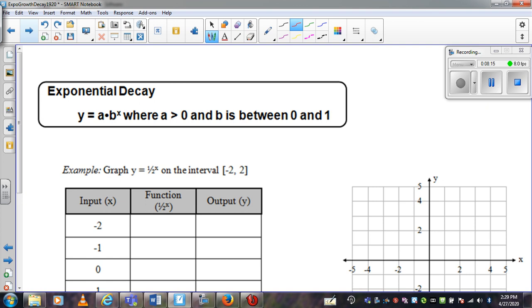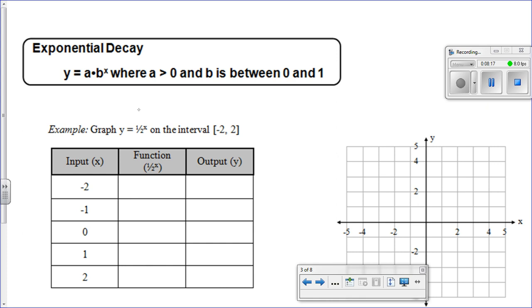Okay, with this question, it's just the reverse, and this is decay. So this one would be exponential decay. In this case, we still have an a value that is bigger than 0 because we don't want this thing reflected down in this region right here. That's not what we want. Okay, and our b value has to be between 0 and 1. Okay, again, I'm restricting the domain between negative 2 and 2.